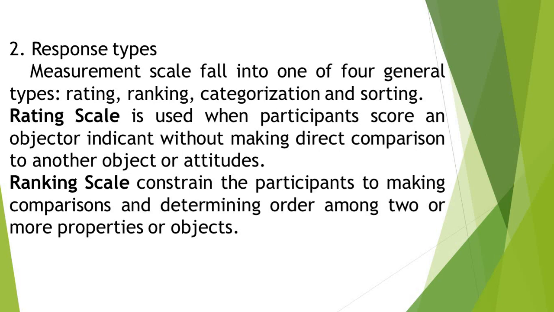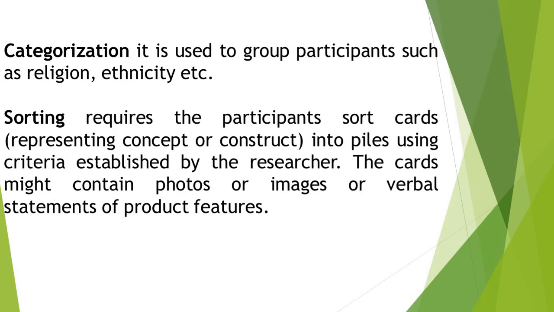Ranking scale constrains the participants to making comparison and determining order among two or more properties or objects. So if you have 5 options, then you will have to rank, if you are asked to, from the highest to lowest, or vice versa, lowest to highest. Categorization is used to group participants such as by religion, ethnicity, etc. All you have to do is to classify those respondents.